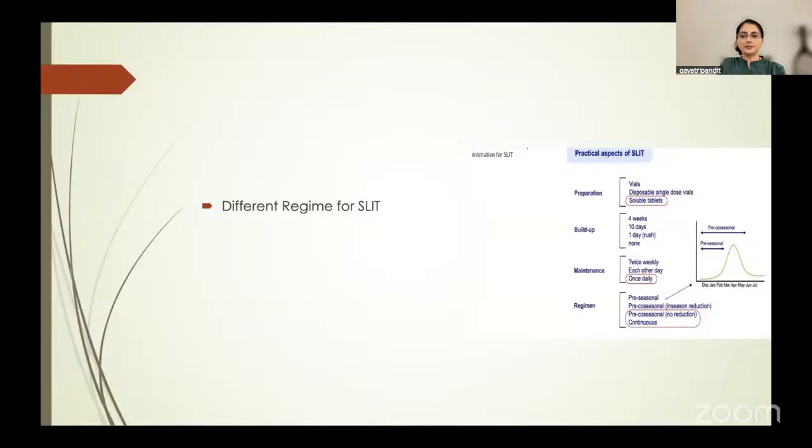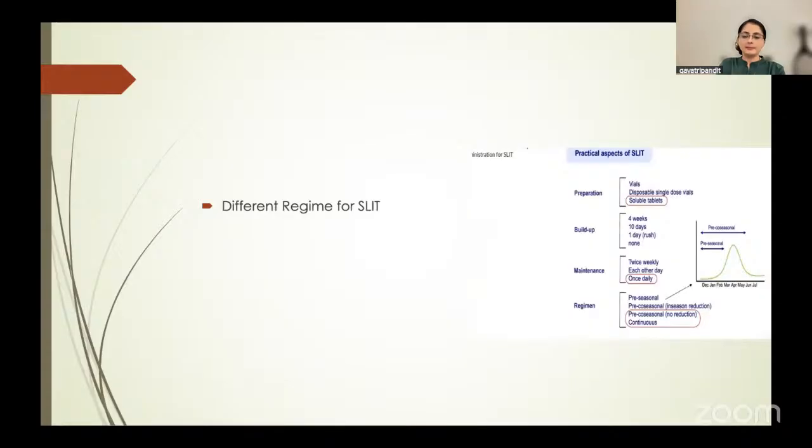Similarly, different regimens are followed for sublingual immunotherapy. You will find prescriptions that are once daily. There are prescriptions given only pre-seasonally. There are prescriptions on alternate weeks, or once in 3 days. So there are different regimens followed even in sublingual immunotherapy.